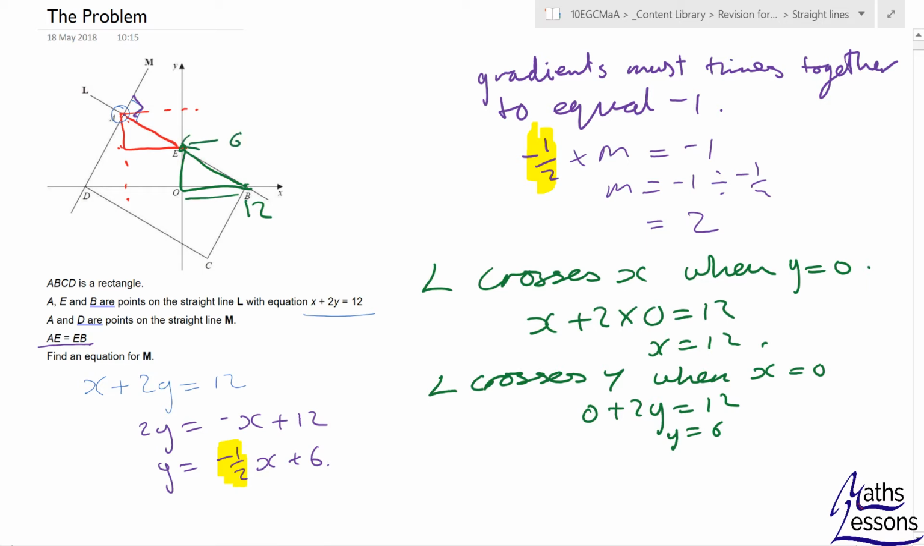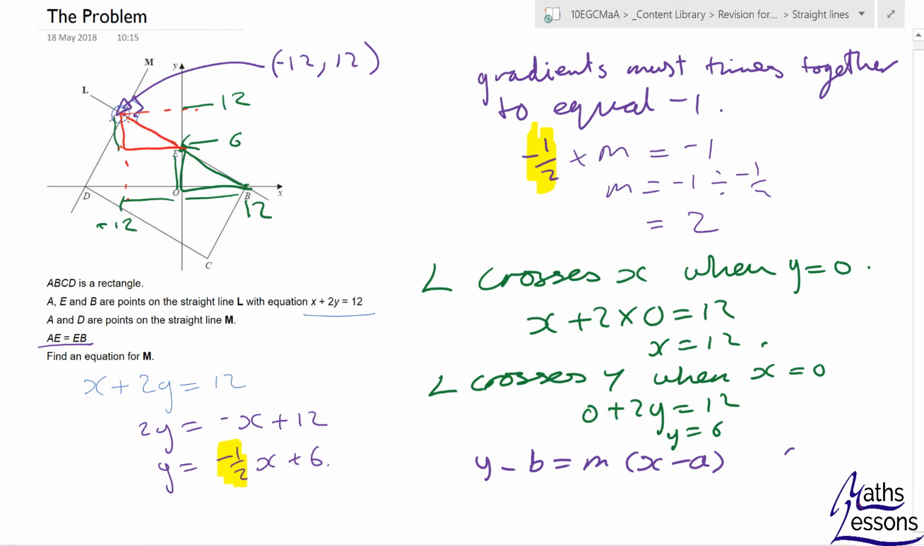So if that goes 12 along and then 6 up, then this is going to go 12 along and also 6 up. So that point there will be 12, and this point here will be minus 12. So the coordinates of this point here are minus 12, comma 12. So if we use y minus b equals m times x minus a, where (a, b) is a point on the line, we get y minus 12 equals m, and we know our m is 2, times x minus minus 12. That's an equation of our line.